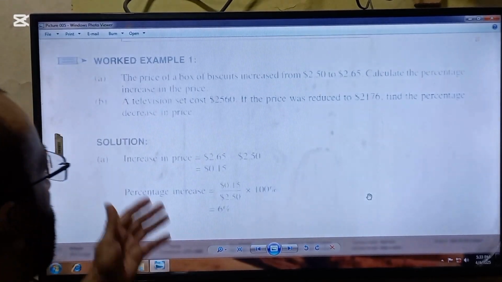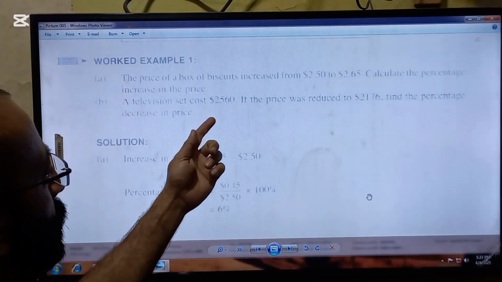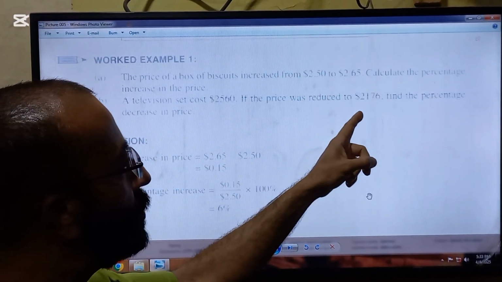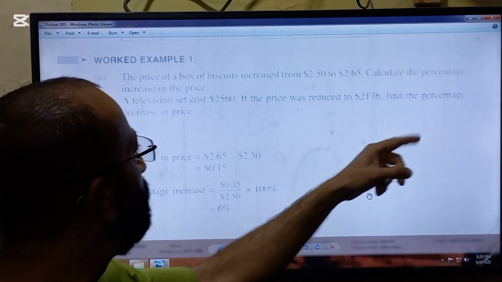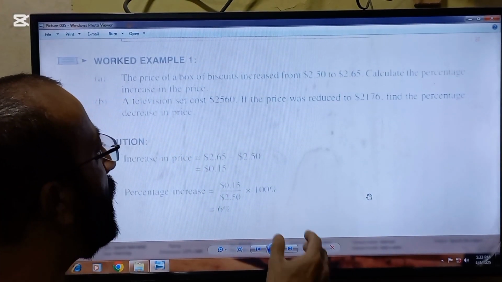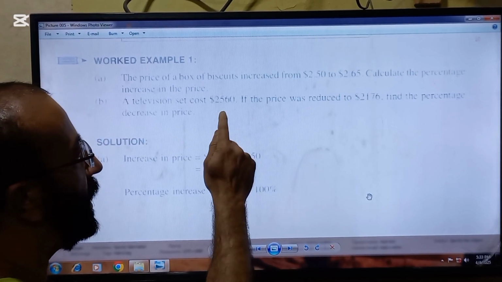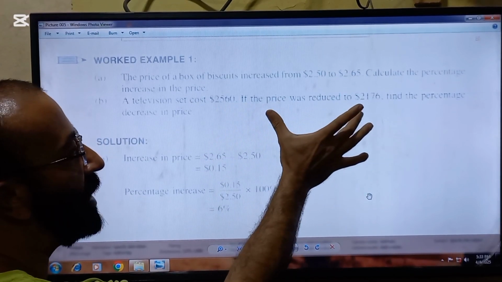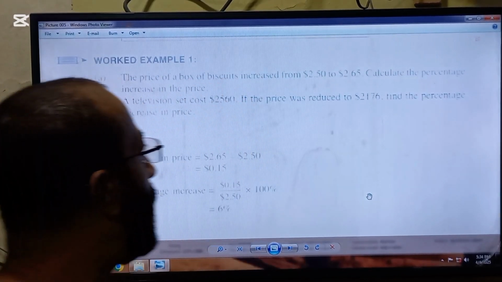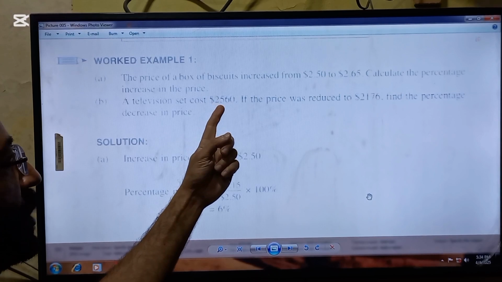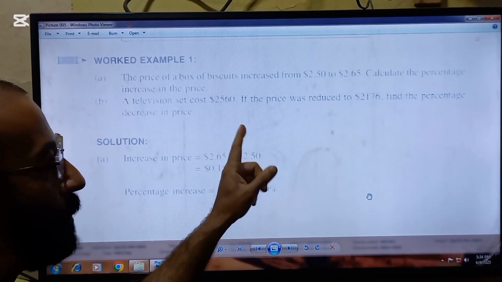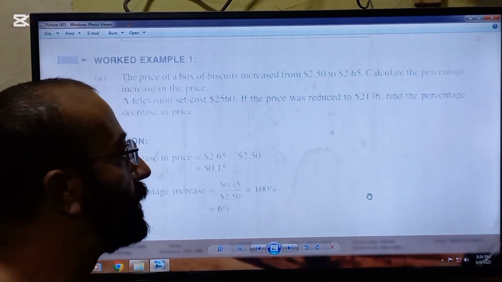The B part statement is: a television set costs 2560. This is the original price. If the price was reduced to 2176, find the percentage decrease in the price. First, you have to find the decrease in the price. That can be found by subtracting this amount from this amount. You will get the reduction. That reduction should be placed in the numerator, and here is the original price, because the price is changed from here to here. This price should be put in the denominator, multiplied by 100%.